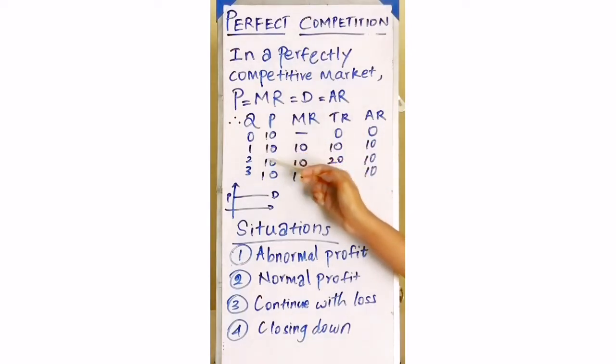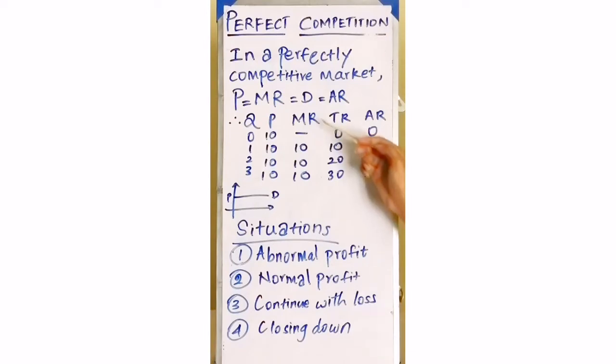And again from 1 to 2, the change is 1 unit. From 10 to 20, the change in revenue is 10. Therefore, the change is going to be 10. So that's how MR goes.